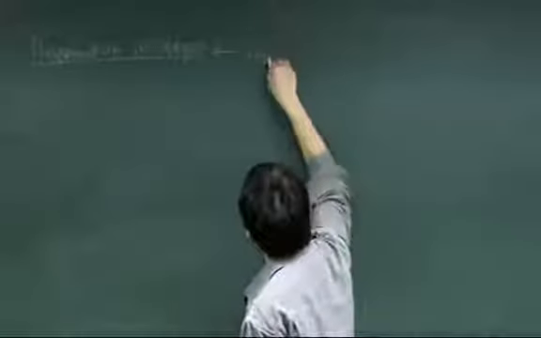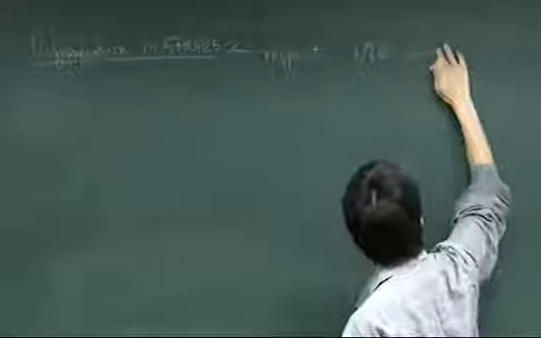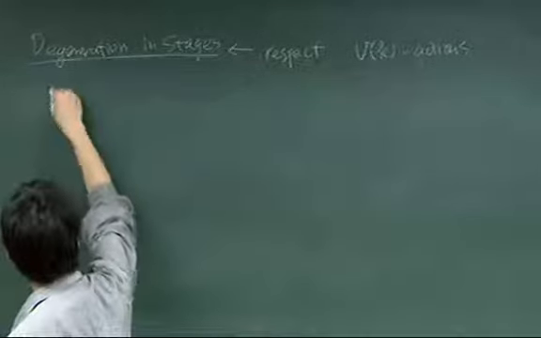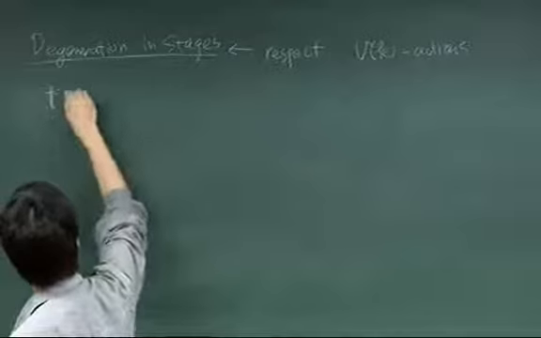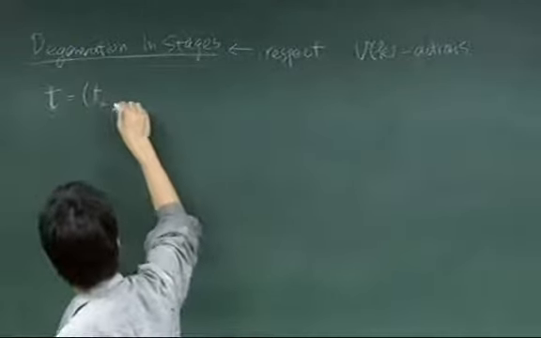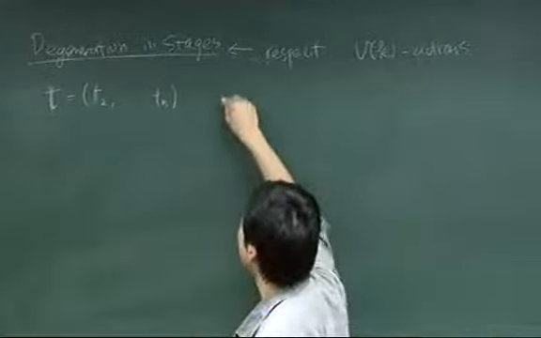And what we need is this degeneration in stages, which respects the smaller unitary group actions. For that purpose, we introduce multi-parameters, from T2 to Tn, n-1 parameters.